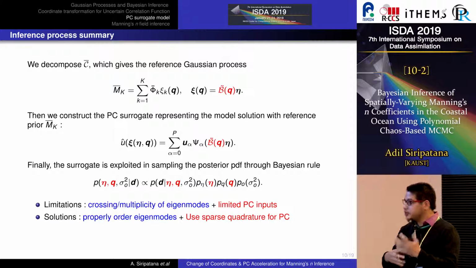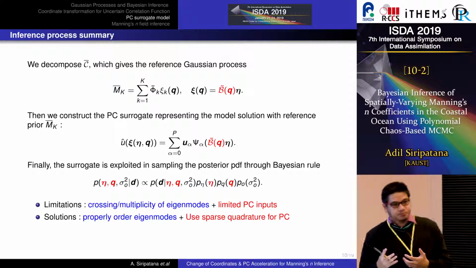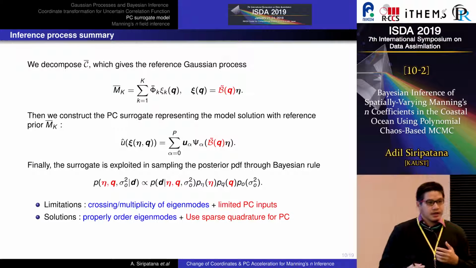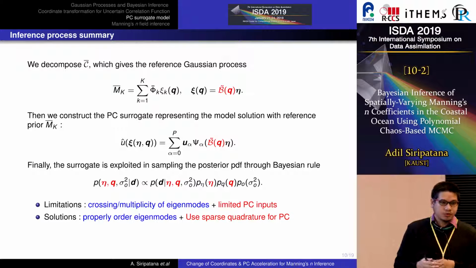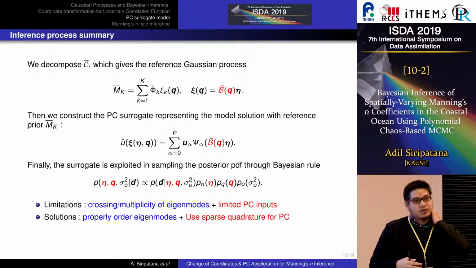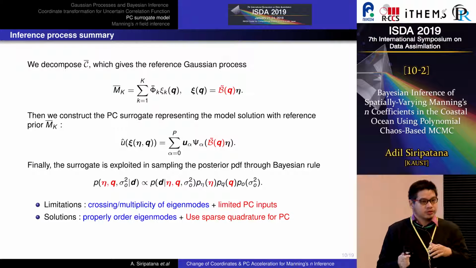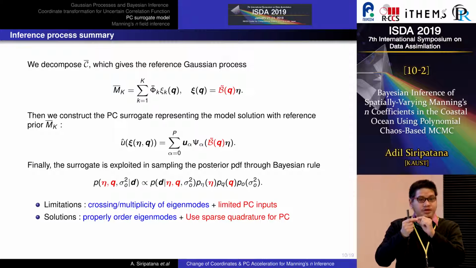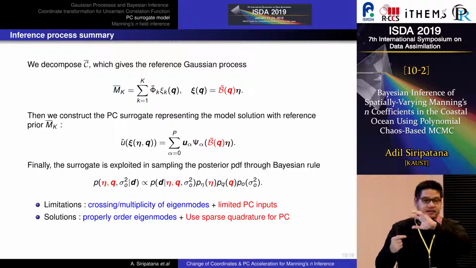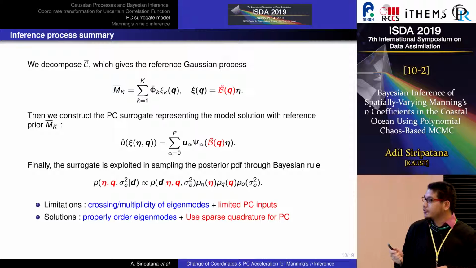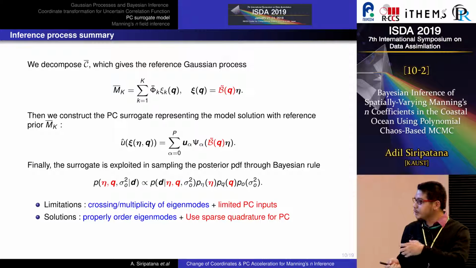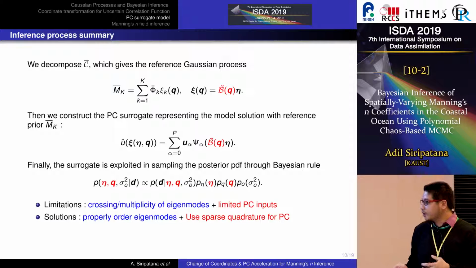So actually, this method has some limitations. The first one is the crossing between the eigenmodes. This just means that for some Q, when we decompose the covariance, there will be crossing between the eigenvalues. I mean, the first mode and the second mode may become the same values. And the ordering that we used to impose before may not work. So we have to always do this reordering, and it becomes a lot of work.